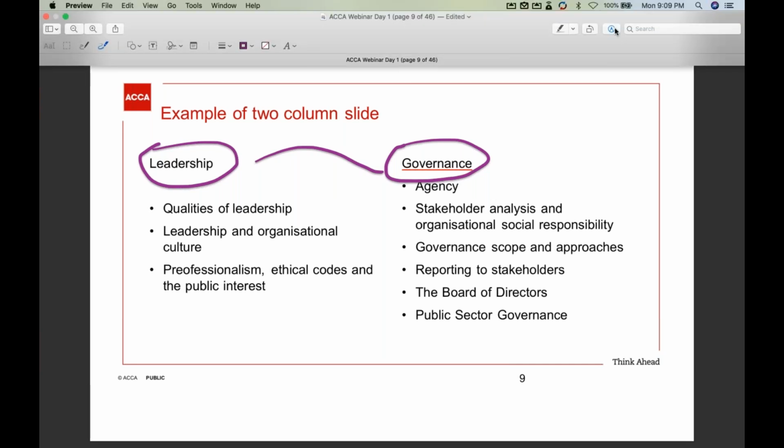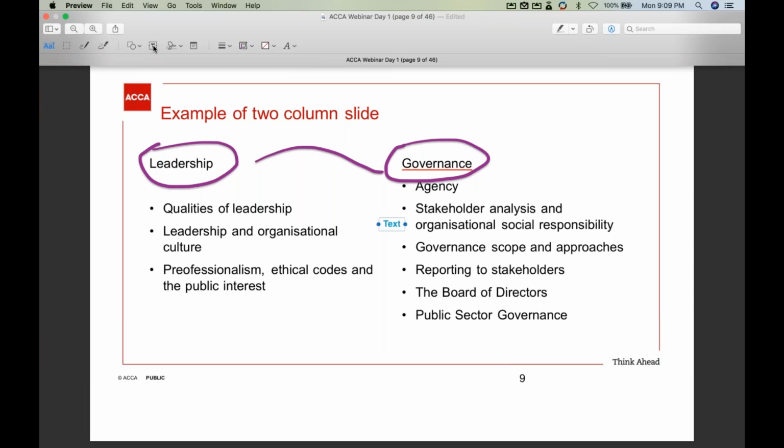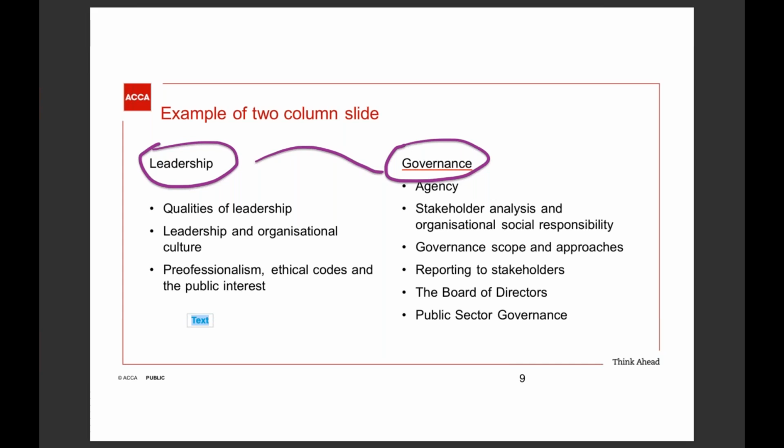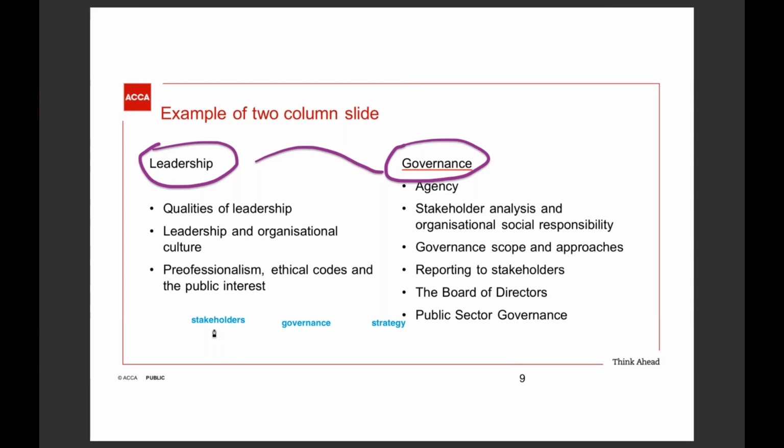Let us put it this way. If I were to put here stakeholders, and then I have another, which is governance, which I will put here, and then I will also have strategy. What's the relationship between this and this?